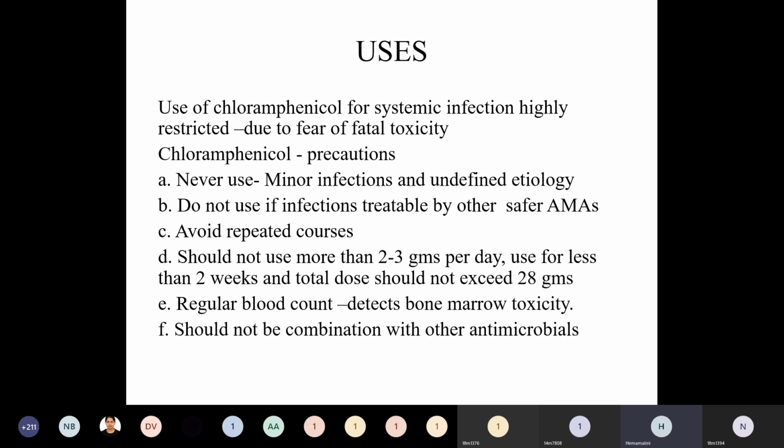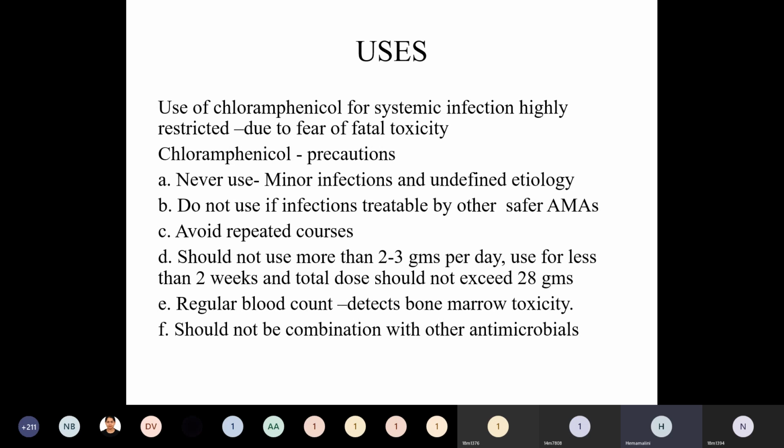Before administering chloramphenicol, you should take these precautions. Never use chloramphenicol for minor infection. Do not use it if the infection can be treated with other safer antimicrobial agents. Don't use it for simple infections. Then avoid repeated courses of administration to avoid the adverse effects.